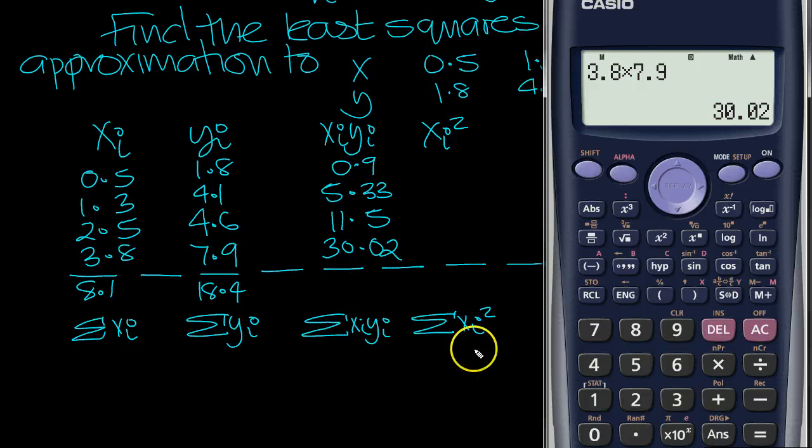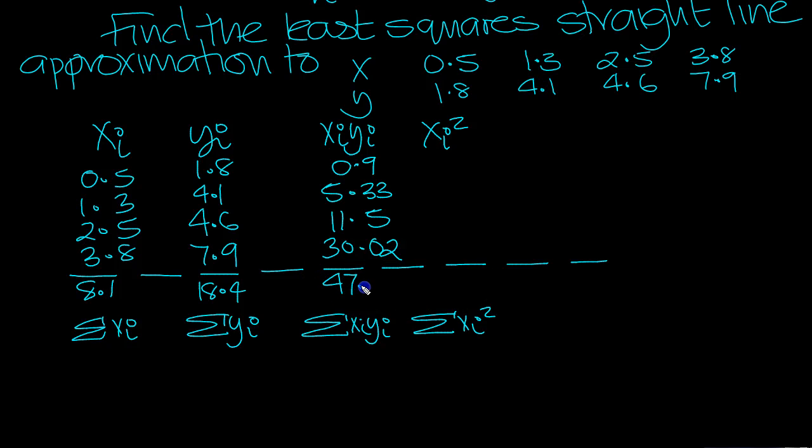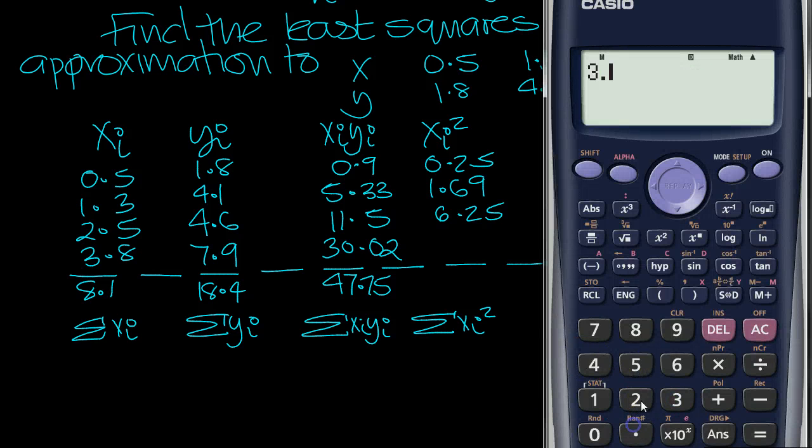Okay, let's add them up. So you've got 0.9 plus 5.33 plus 11.5 plus 30.02 is 47.75. Now the sum of the xi squares, that's 0.25, that's 1.69, that's 6.25, and 3.8 squared is, I don't know that one, that's 14.44.